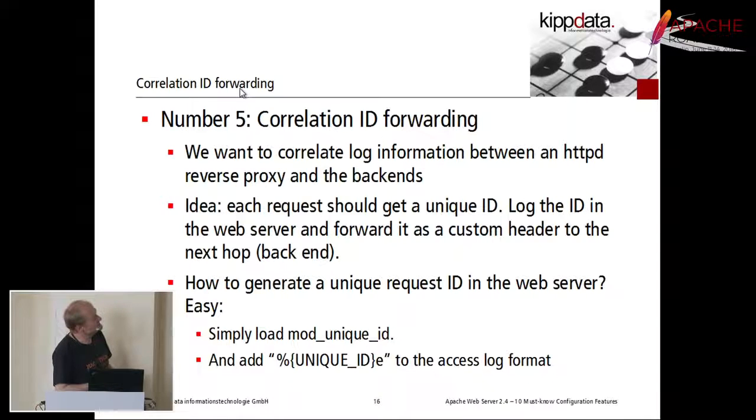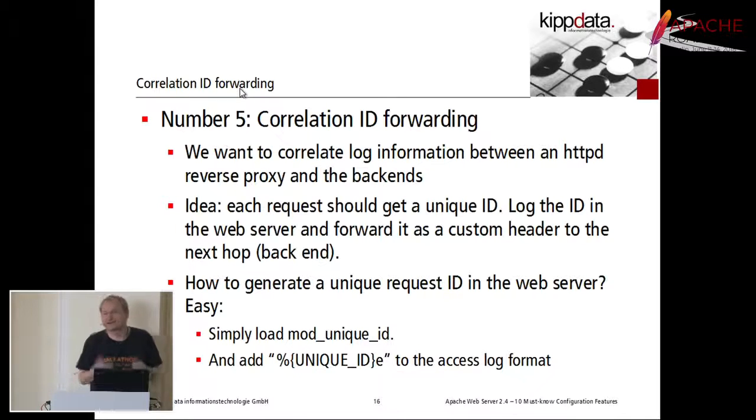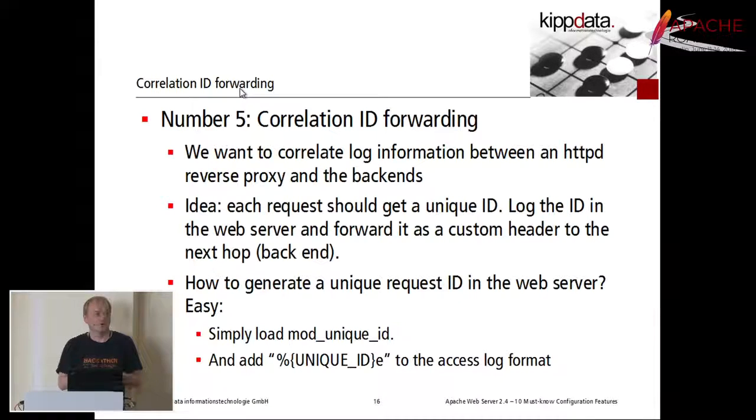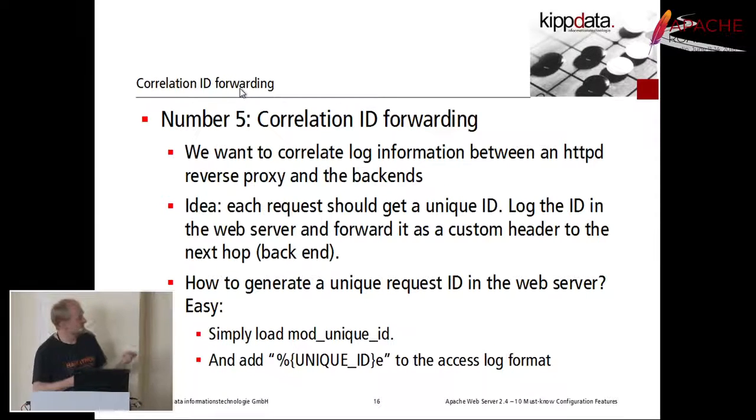What we can easily do is generate an ID and send it to the backend. So the question is, how do we generate a unique request ID? And there's already an old module in there that does it. It's mod_unique_id. You simply load it, and then it automatically generates a request ID. And the request ID is put into an environment variable by mod_unique_id automatically. That's this request environment variable. So if you want to log it in the web server, just add it to the access log format, %{UNIQUE_ID}e.